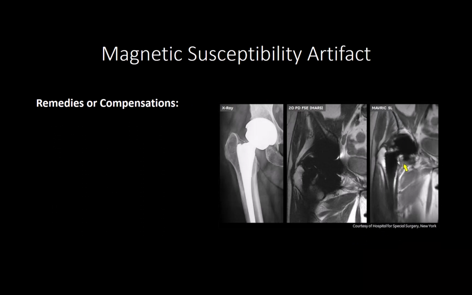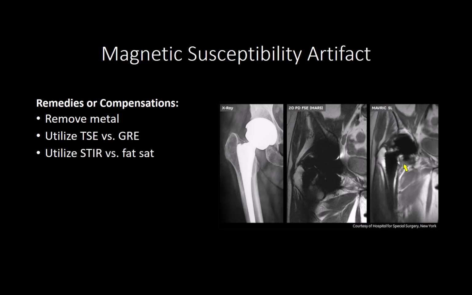Remedies or compensations for magnetic susceptibility artifact. You can simply just remove the metal, like in the case where a patient has metal dentures in their mouth. Utilize a turbo spin echo versus a gradient echo pulse sequence. A turbo spin echo has multiple 180-degree refocusing pulses, which helps compensate for inhomogeneities and metal artifact.